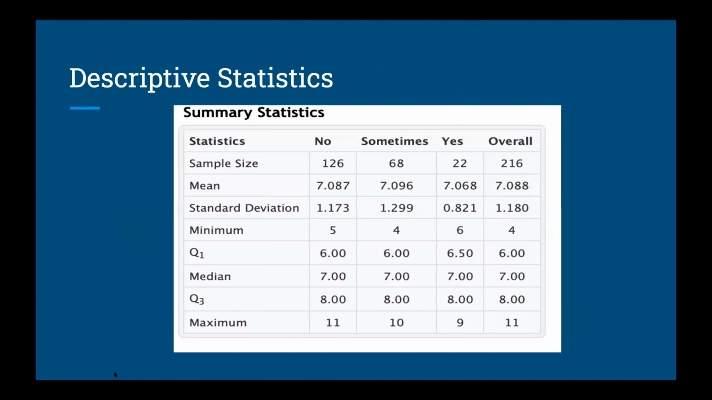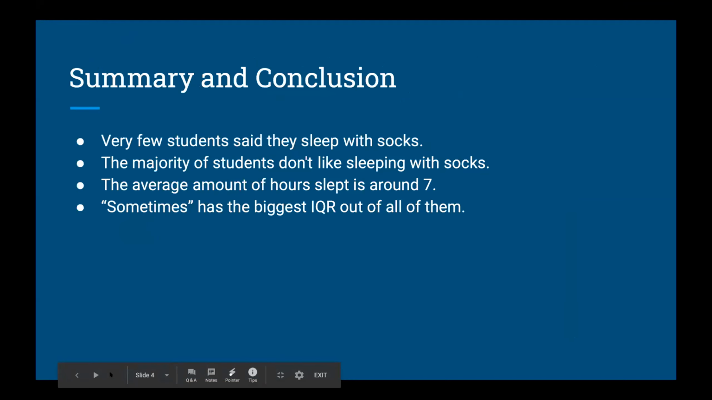And then for our descriptive statistics. And for our summary and conclusion, we all just put in something that we noticed or observed from the information in the data that we received. And it just says, very few students said they slept with socks. The majority of students don't like sleeping with socks. Average amount of hours slept is around 7, and sometimes has the biggest IQR out of all of them.